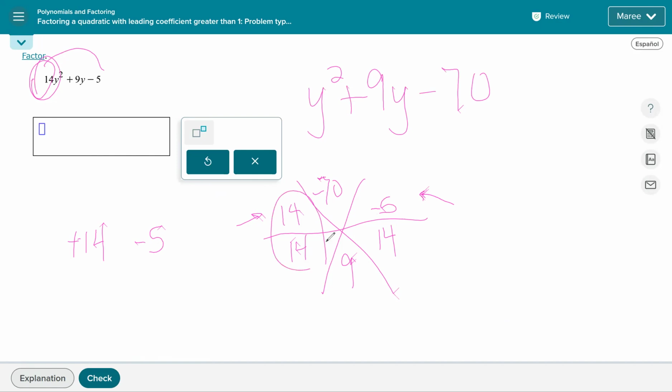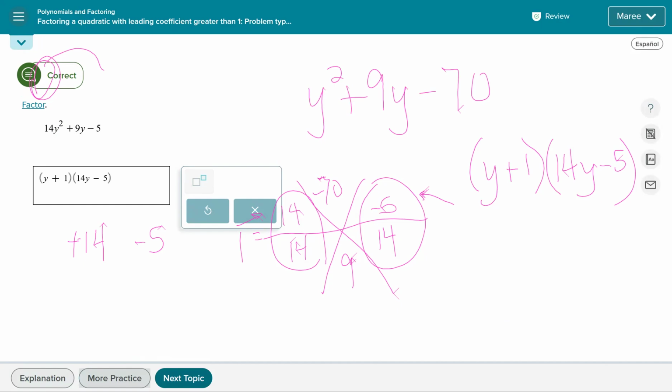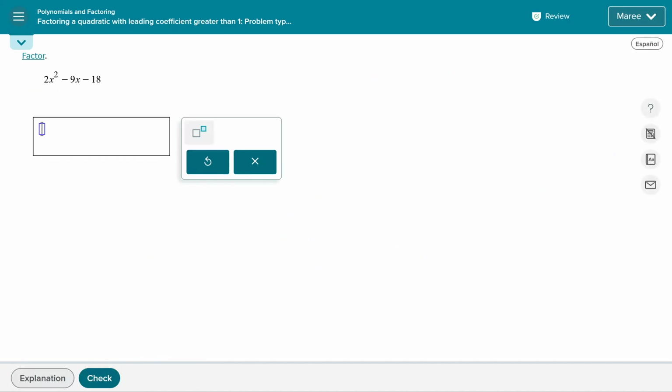Then we simplify these as if they were fractions. So this equals 1. So right now we have y plus 1. And then we have this fraction that does not reduce. So always reduce if you can. This one doesn't. So we're going to put the 14 in front of the y, and then we have our minus 5. And then that will actually be our answer. So we have y plus 1 and 14y minus 5. And we're going to do another one because this sometimes is hard to wrap your head around. Plus, I didn't do that X on the very first one.